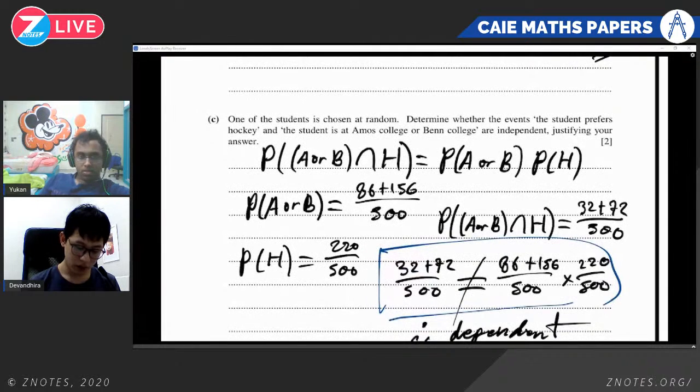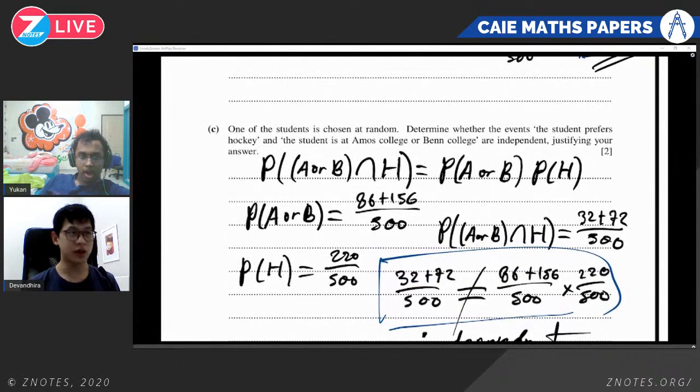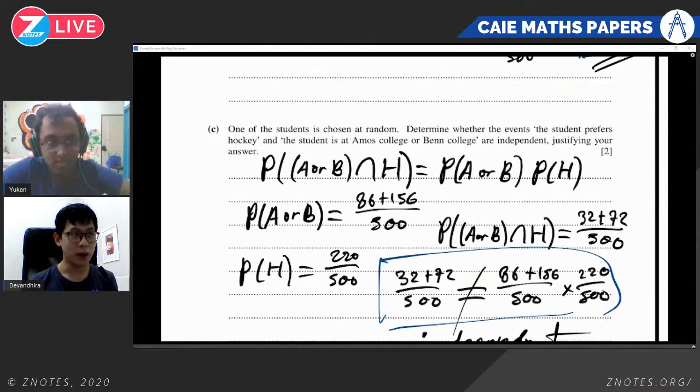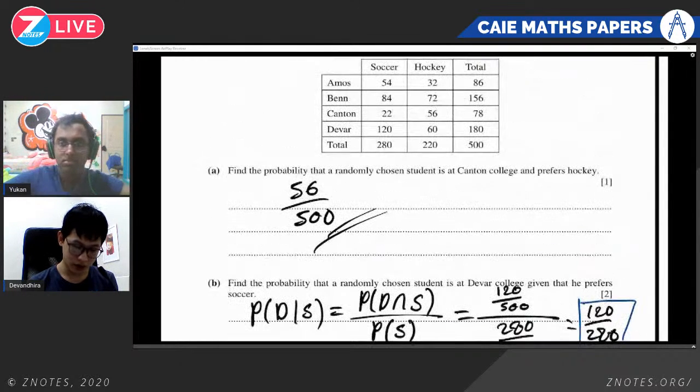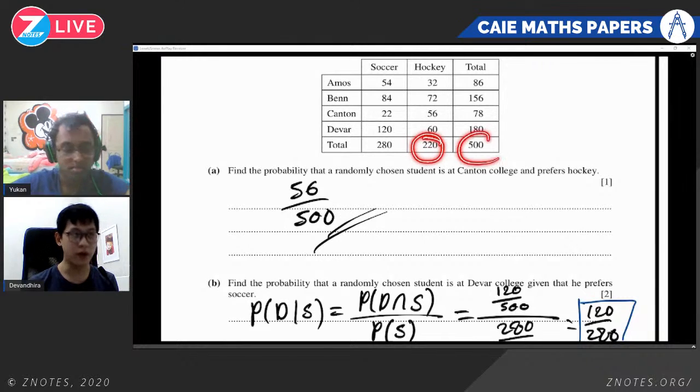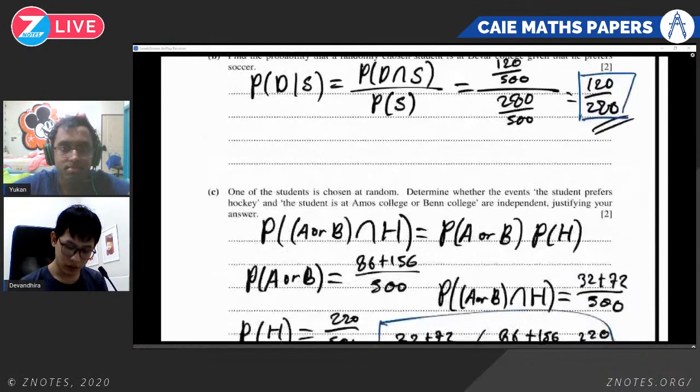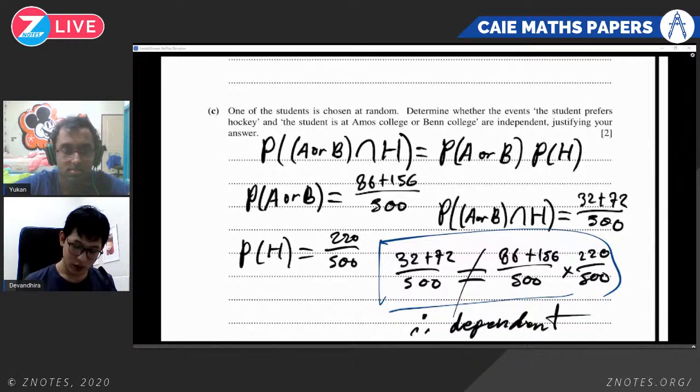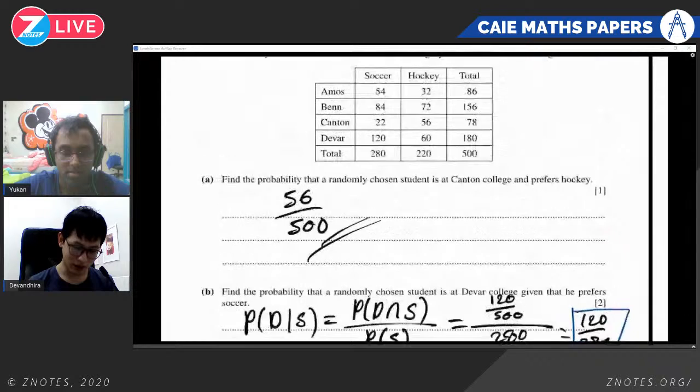Now for the probability of getting H, it's just hockey. So it's just the number of people in hockey divided by 500. Correct. Now, what about the whole thing itself, the probability of getting A or B and hockey? This one is quite confusing. So how would you do that?